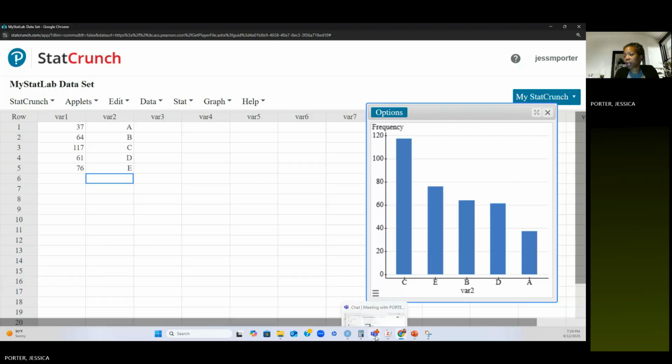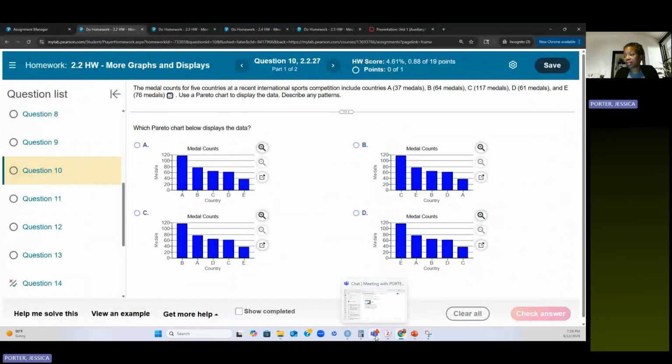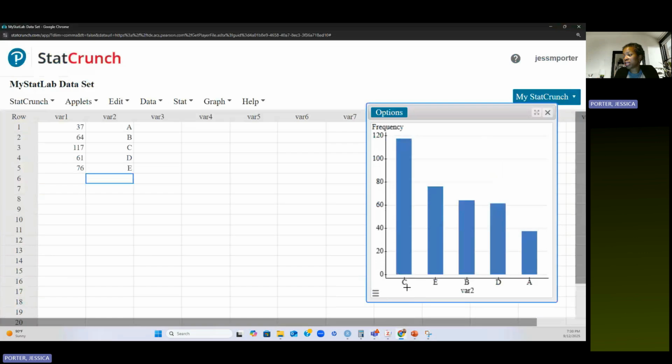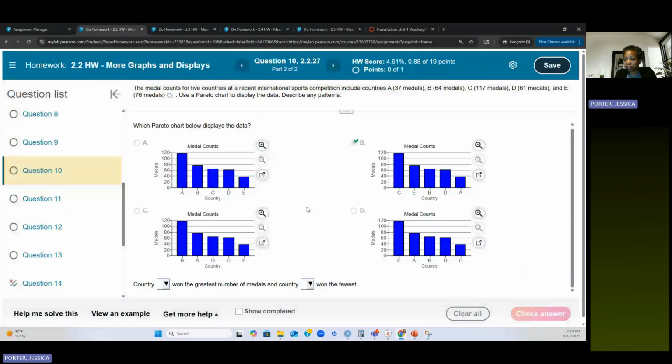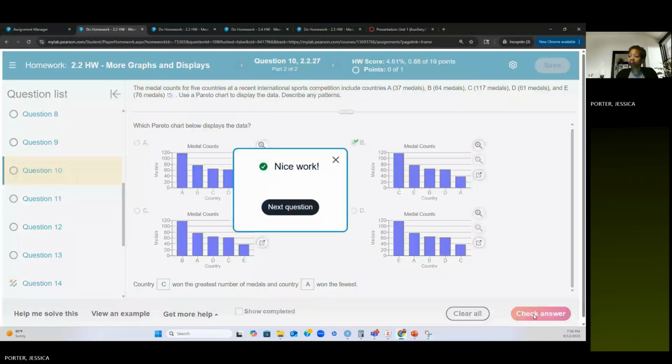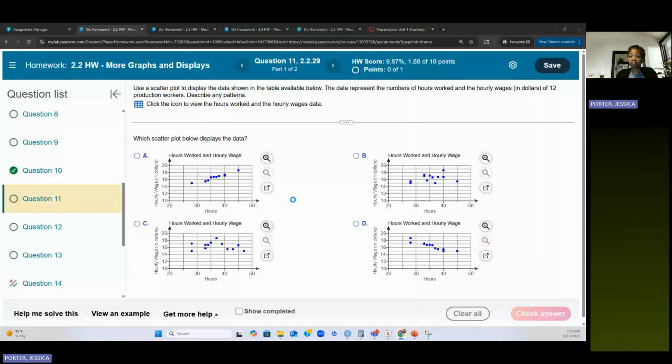Okay. And that, notice C is first. So we're going to choose C, not choose C, but choose the one that has C first. And so that is that one. Some of these questions in your homework are pretty straightforward. Country C won the greatest number of medals, and country A won the fewest. And that's a Pareto chart.